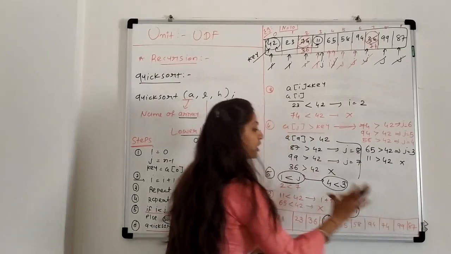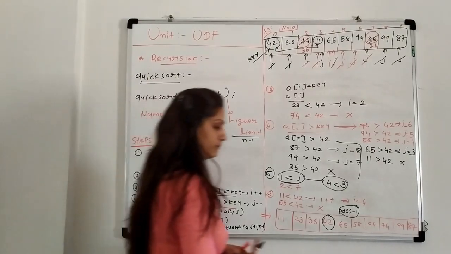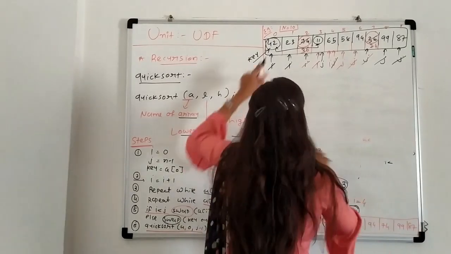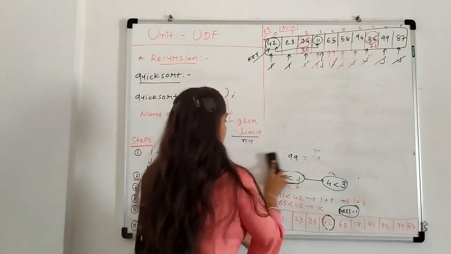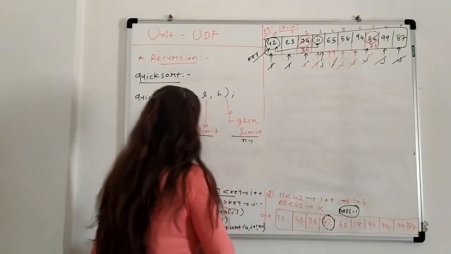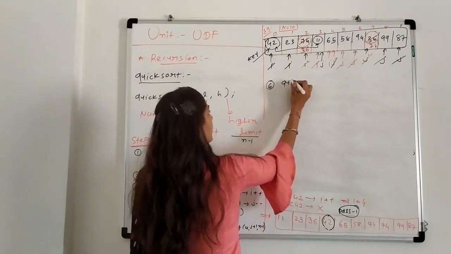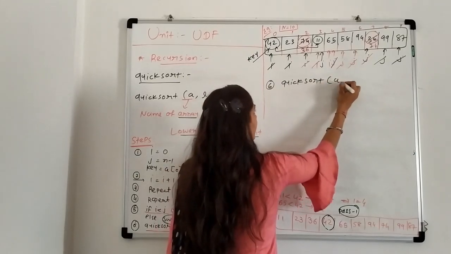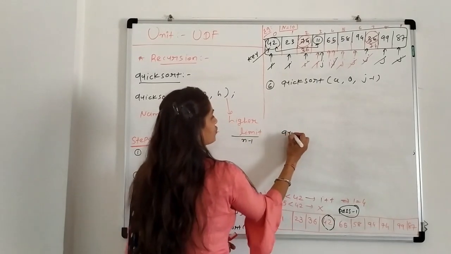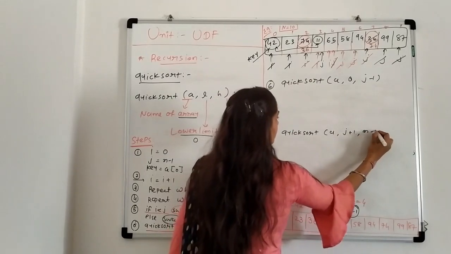Now we have to arrange the two different parts. That is our 6th step. So the 6th step is what? After applying this logic, we are getting this answer, and this answer is divided into two parts, first and second. So the 6th step is quick sort A 0 j minus 1 and quick sort A j plus 1 n minus 1.